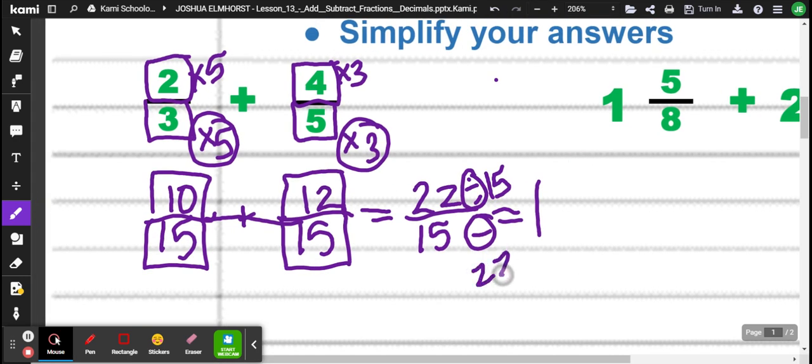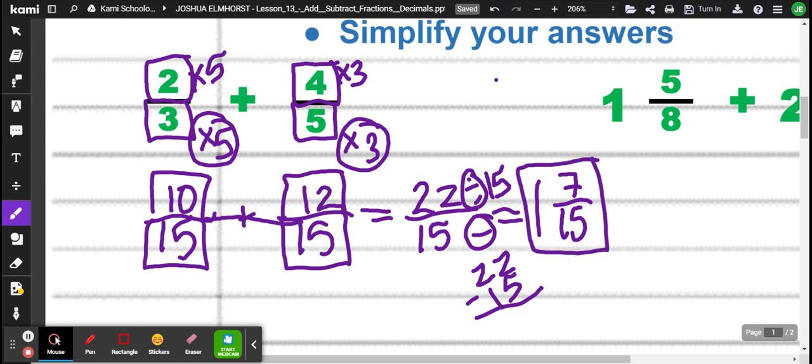We have 22 minus 15, which is going to give us 7. 7 is a prime number. It cannot be simplified and does not have a factor with 15. So we should end up with 1 and 7/15.